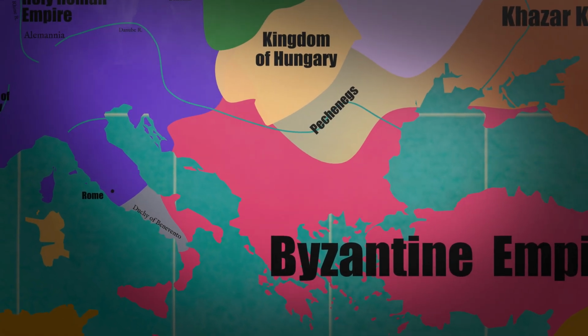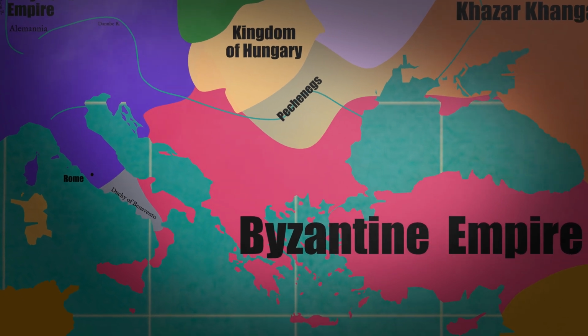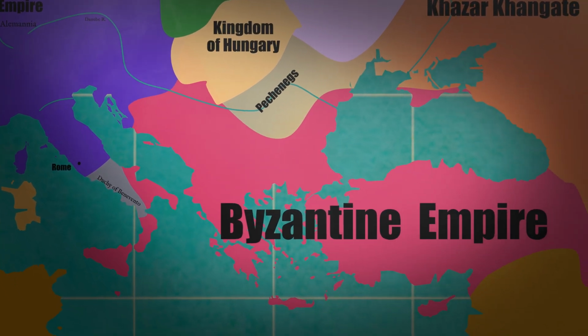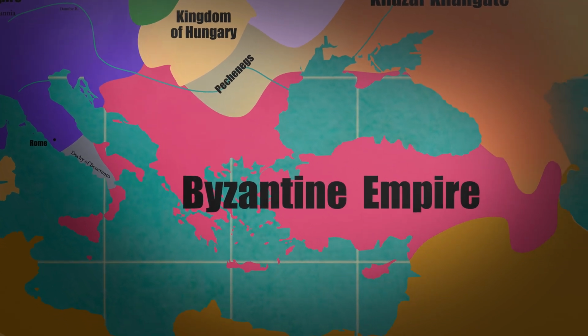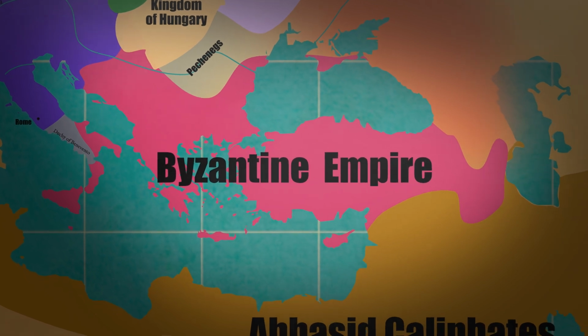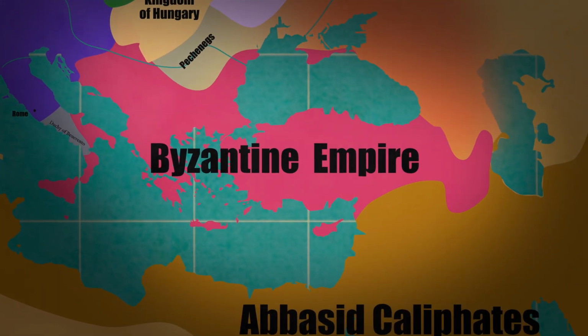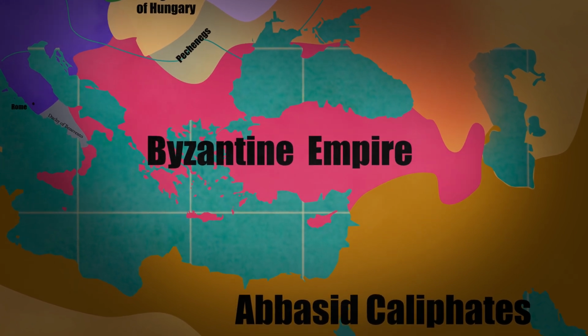By the end of his reign, the empire had expanded south to Syria, in the east all the way to Georgia and Armenia, and in the west it now included southern Italy and the Balkans. After the death of Basil, the Byzantine Empire was more diverse and cosmopolitan than it had been in centuries, including many more languages, ethnic groups, and cultures.